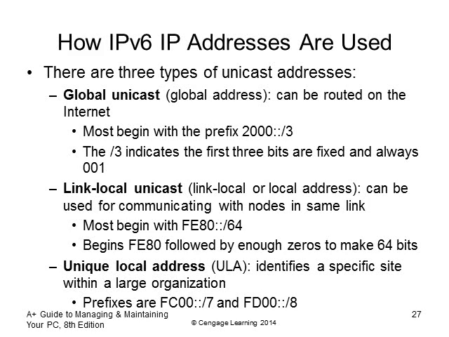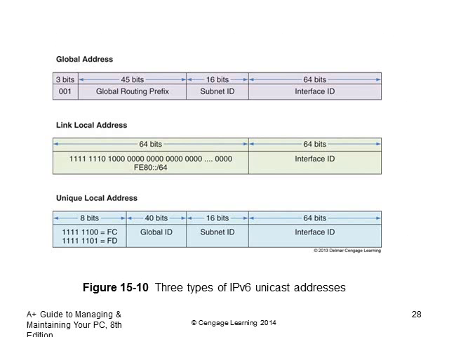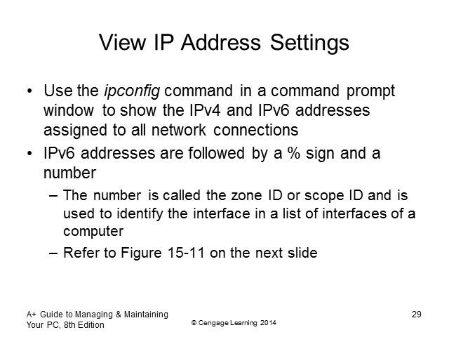Link local unicast, link local or local address, that can be used for communicating with nodes in the same link. Most begin with FE80 colon colon slash 64. And then unique local address, ULA, identifies a specific site within a large organization. The prefixes are FC00 colon colon slash 7, FD00 colon colon slash 8. Here are 3 types of IP version 6 unicast addresses.